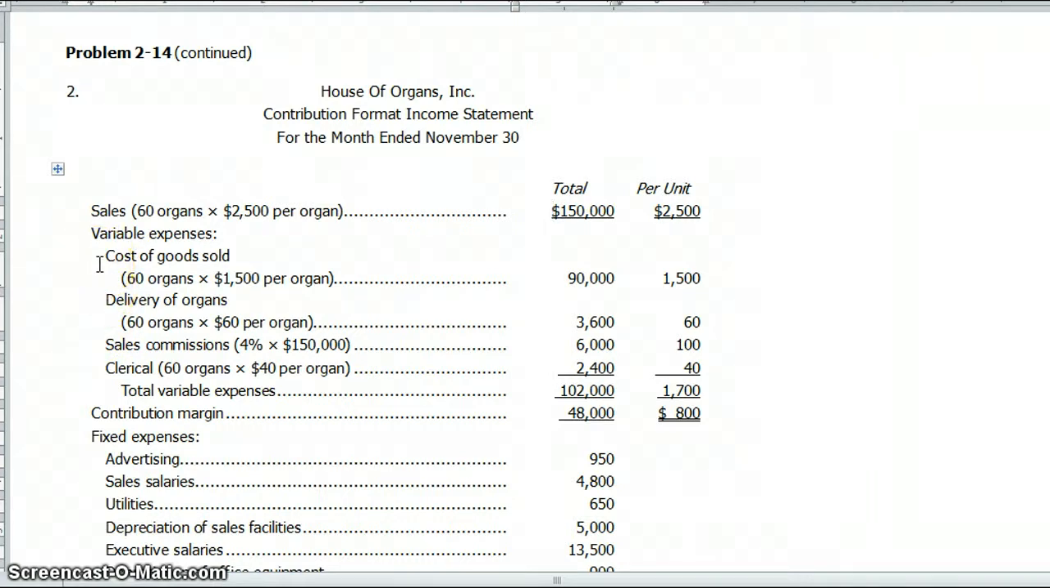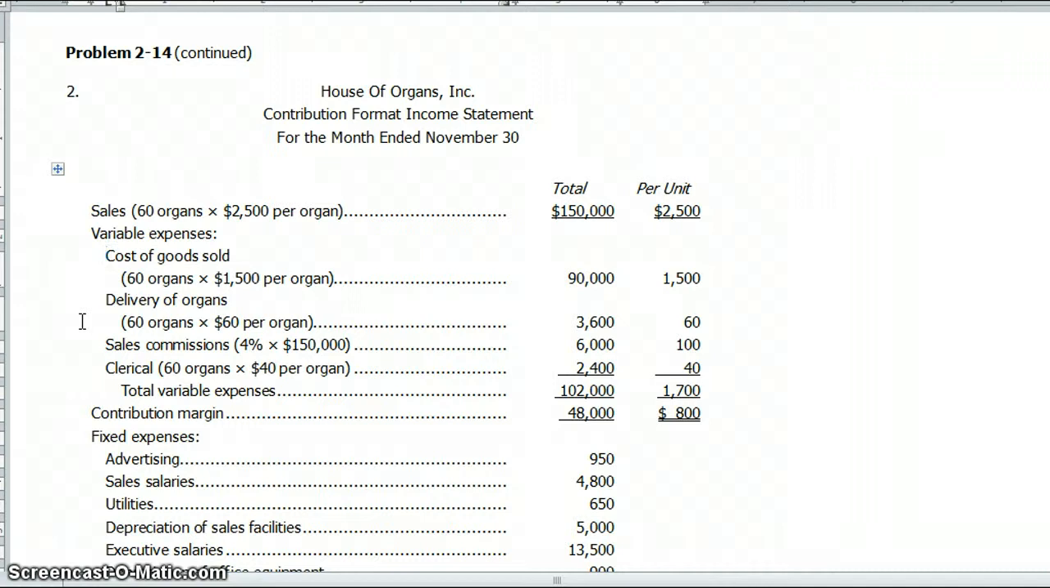The variable costs in this particular problem are the obvious cost of goods sold. Each organ that you sell for $2,500, you purchased it for $1,500. So your cost of goods sold for this situation will be the $1,500 per organ multiplied by 60 organs, or a total of $90,000. The other variable costs in this problem will be delivery costs, as every time we deliver an organ, we have a $60 delivery charge. That's a definition of a variable cost.